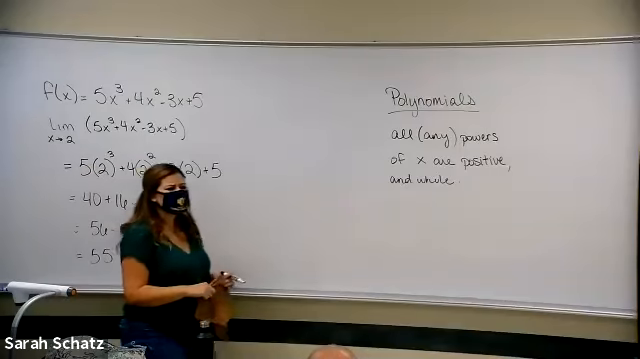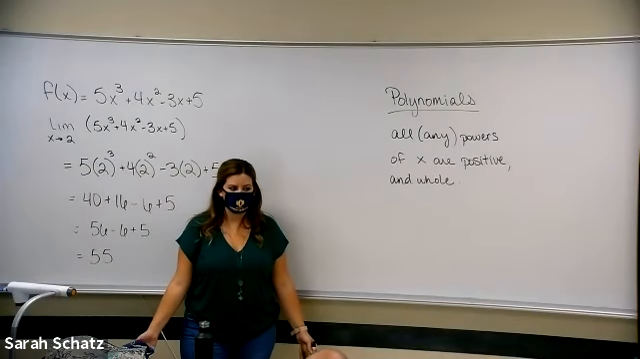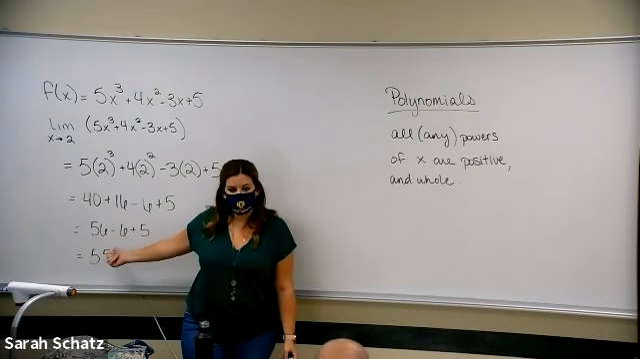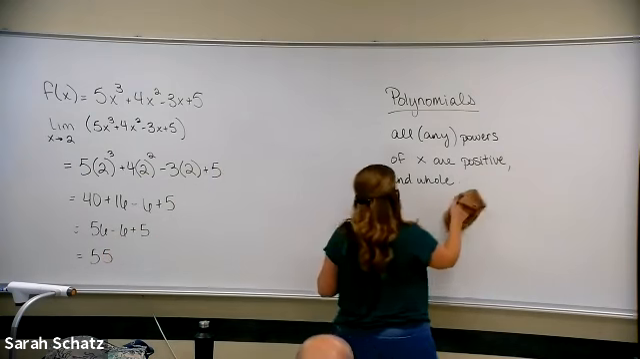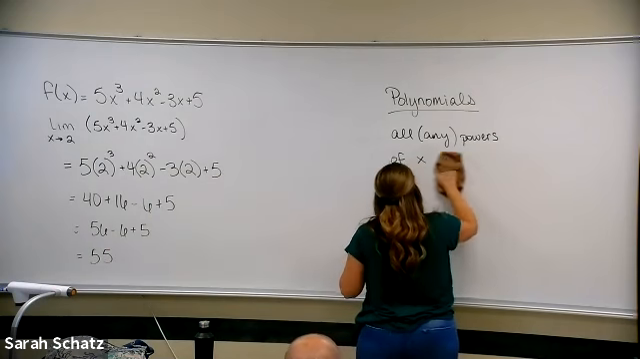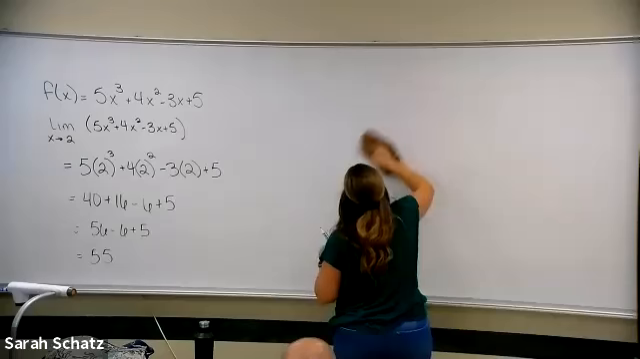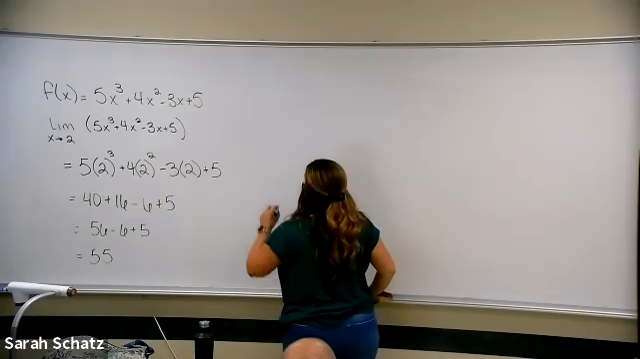So you guys, we can only hope that all of our functions are polynomial, right? Because then taking the limit is as easy as plugging a value in for x, and for the most part it is. But we're going to do one more, you guys, that's going to be a problem.